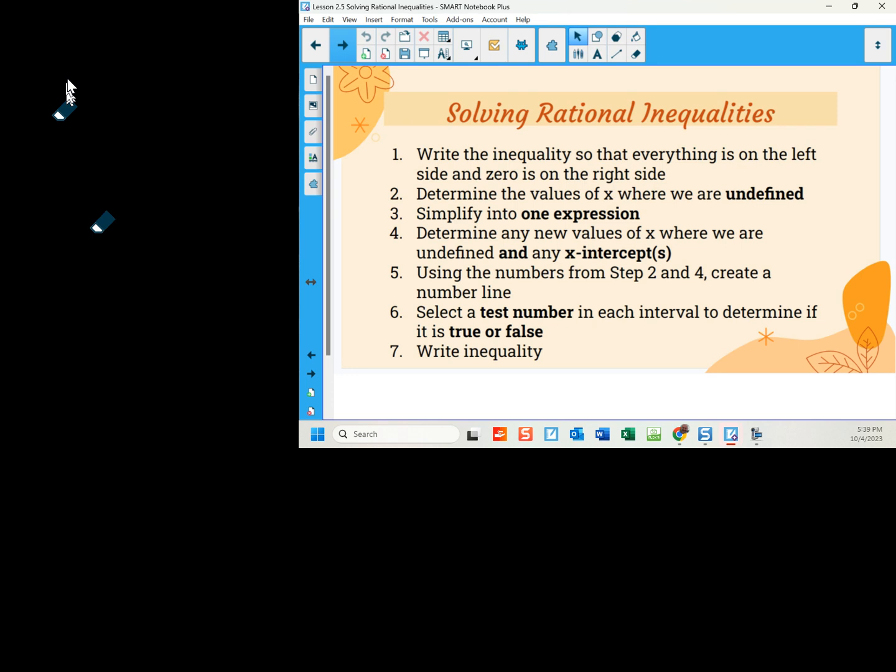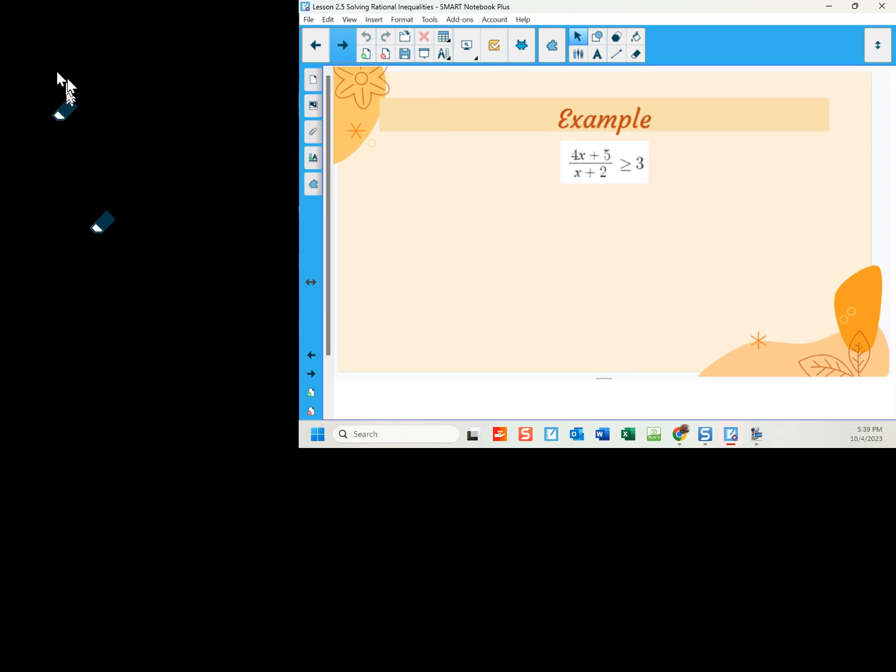When I do this, on this first example, and maybe even number two, we're going to try to flatten it out and then go from there. I hope that was something you learned in Algebra 2, but if not, you'll see what I'm talking about in just a minute. Then we're going to determine the values of x where we're undefined, which give us critical points. Once we have those critical points, that breaks up the number line into different areas that we can test and know whether the whole area is true or the whole area is false. So let's go ahead and get started.